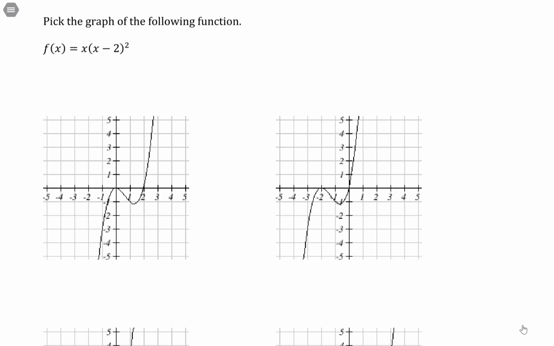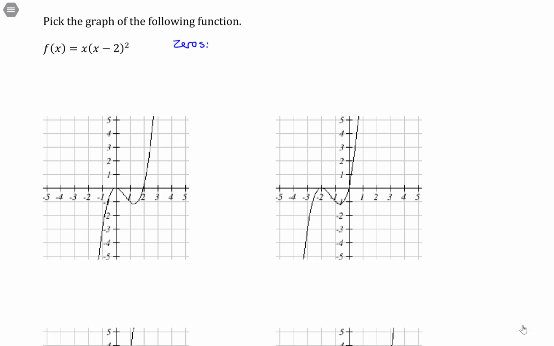Pick the graph of the following function. So you could graph this on your calculator, but to be honest, you will take more time in setting up and graphing than you could be done with the problem. So for instance, it's already in factored form, so we can very readily see the zeros of the polynomial.